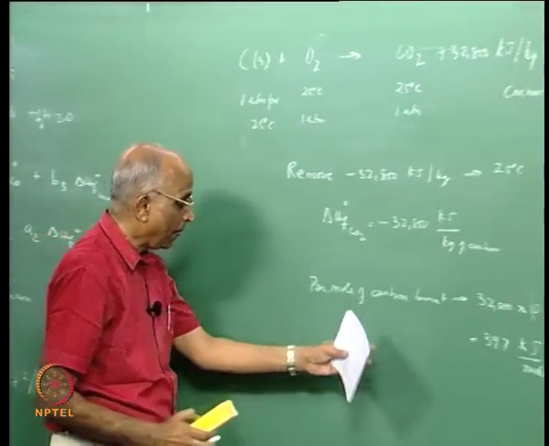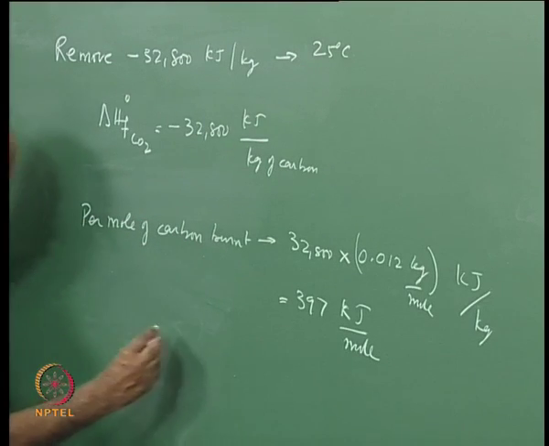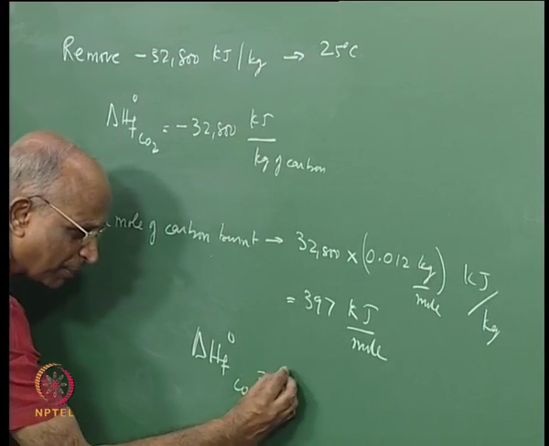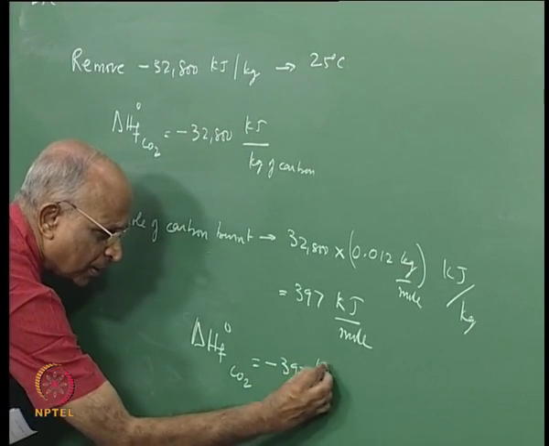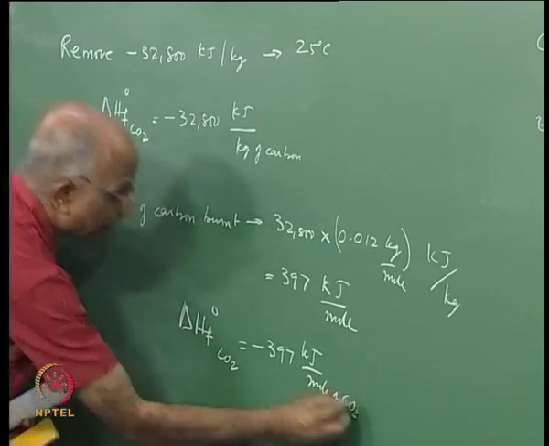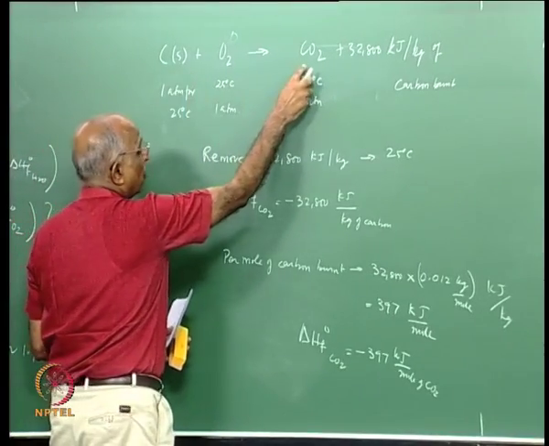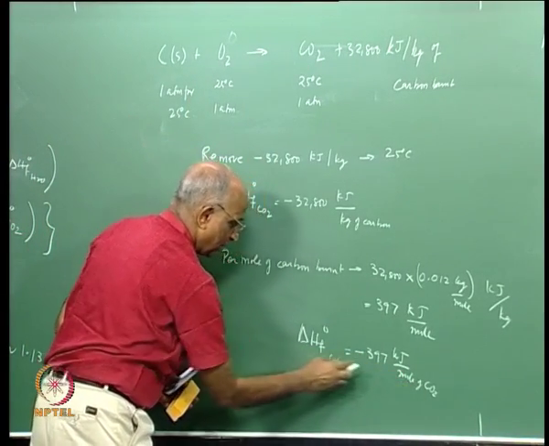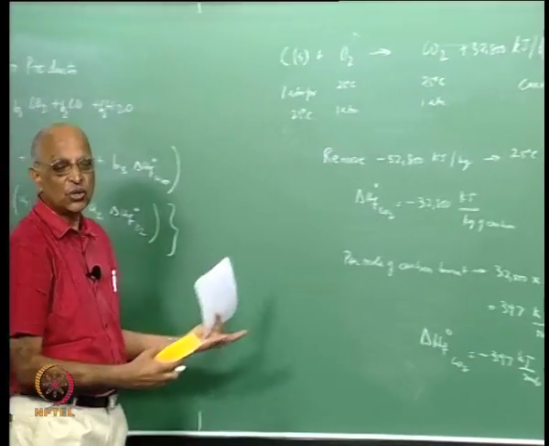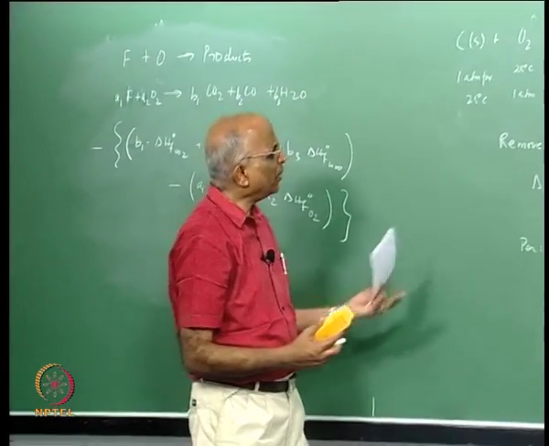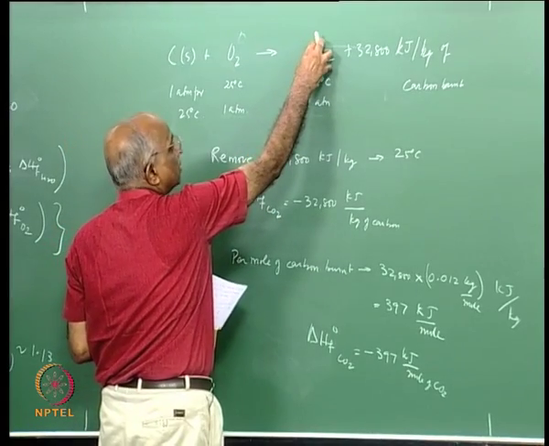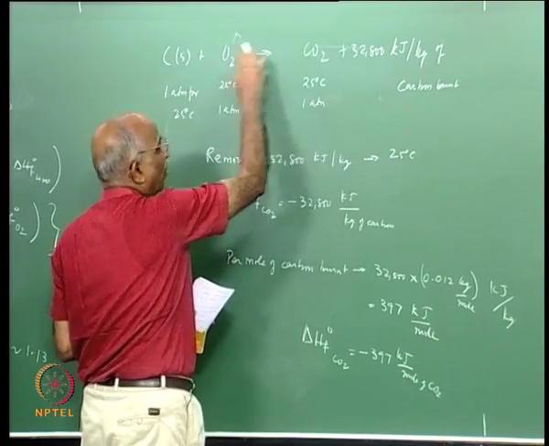And what do I have to do? I have to remove the heat, and therefore I say that the heat of formation at standard state of CO2 is equal to something like minus 397 kilojoules per mole of carbon, or per mole of carbon dioxide, because 1 mole of carbon gives me 1 mole of carbon dioxide. Therefore, per mole of carbon dioxide the heat of formation of carbon dioxide is minus 397 kilojoules per mole, and this is how we calculate the heat of formation. Any reaction which is exothermic will result in products which have a negative value of the heat of formation.